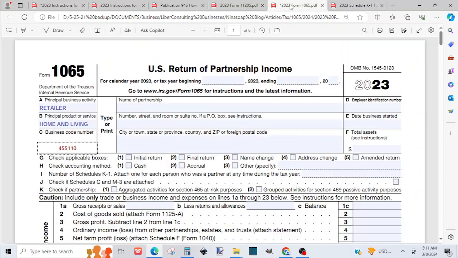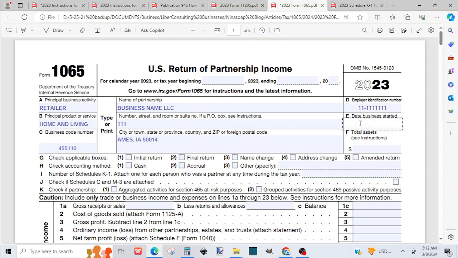Okay, so now that we have that number, you will enter your partnership name the way you file it with your state. So in this example, we are just going to put business name LLC and then the address. So we are just going to put some numbers. You'll put the city, the state, and the zip code. So employer identification number, you will make sure you put the number, and let's just go with some numbers here.